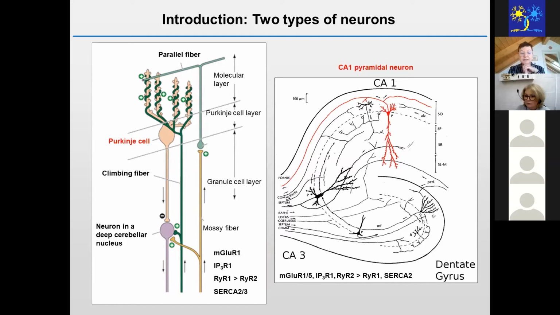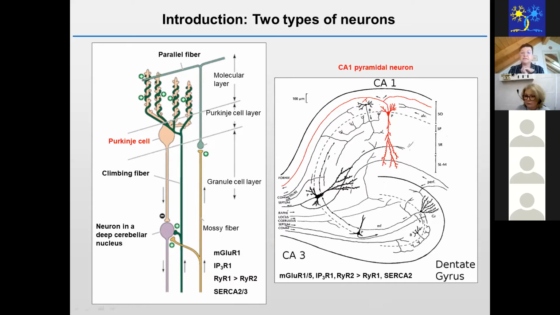And with regard to players of calcium signaling, especially ER-associated calcium signaling, these cell types have some similarities. They highly express ryanodine receptors, although Purkinje cells are endowed more with the muscle type ryanodine receptor type 1, and CA1 pyramidal neurons express the cardiac type ryanodine receptor 2. Both, however, highly express IP3 receptor type 1.